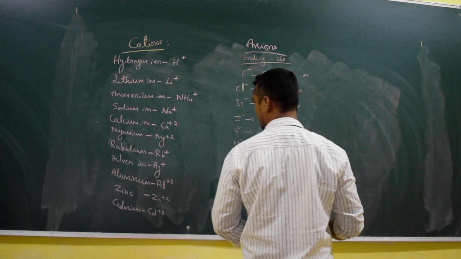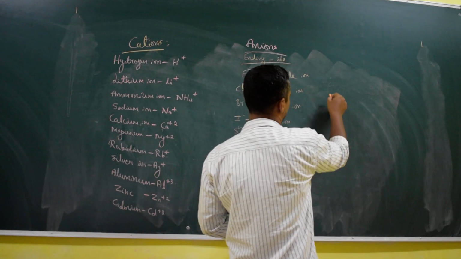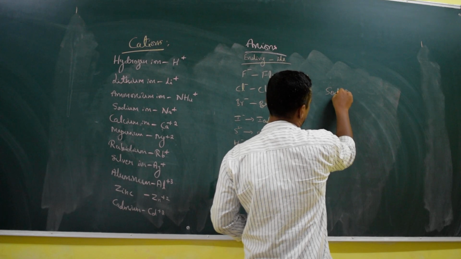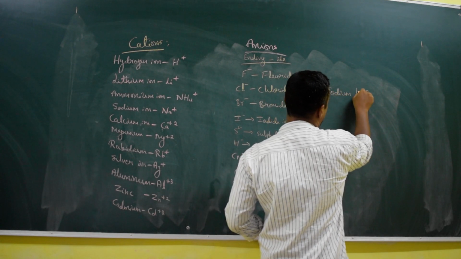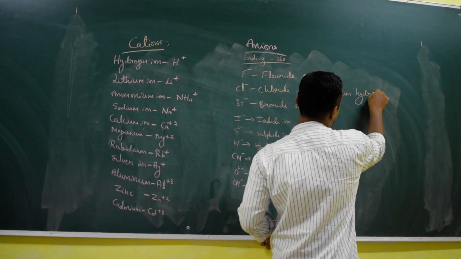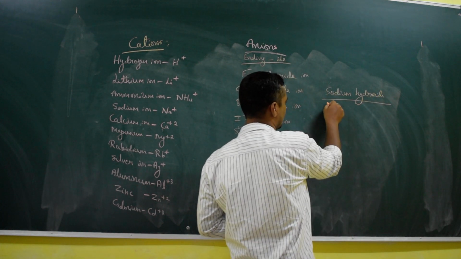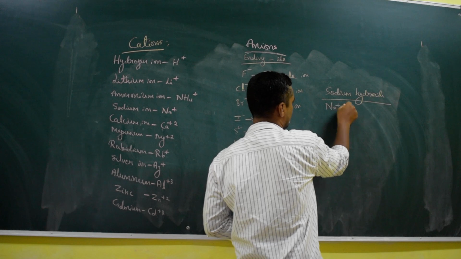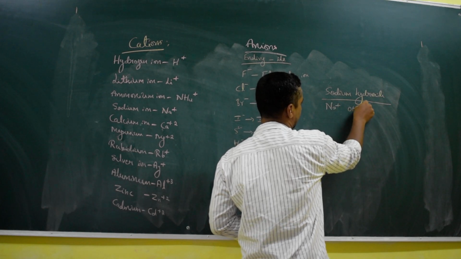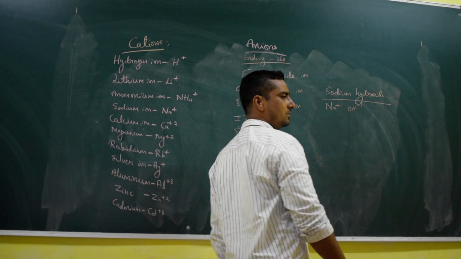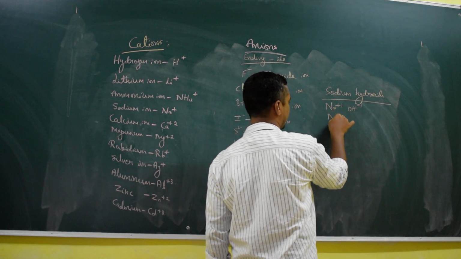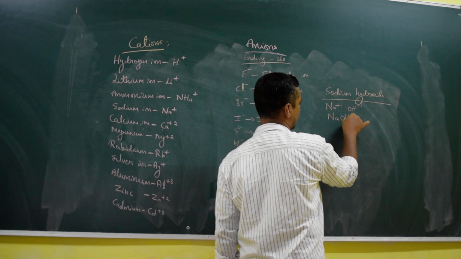Next, sodium hydroxide. Sodium is Na plus, and hydroxide is minus 1. Plus 1 and minus 1 both get cancelled, so it becomes NaOH. Sodium hydroxide, NaOH.